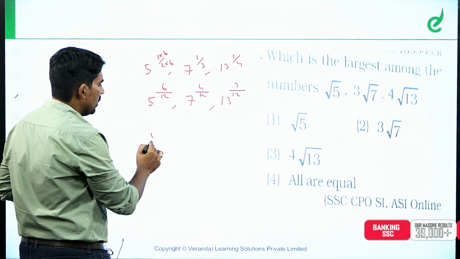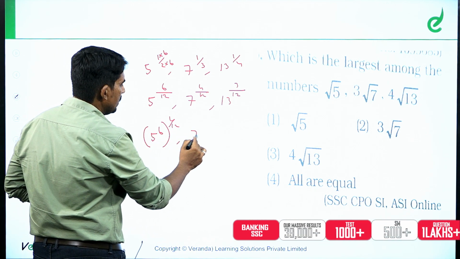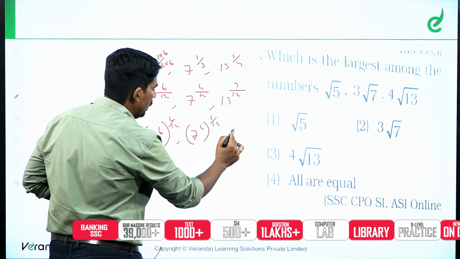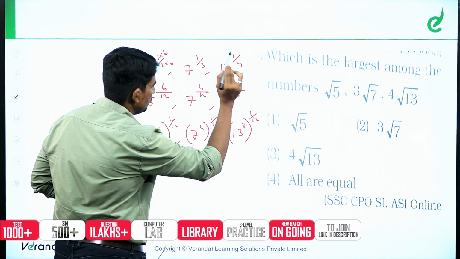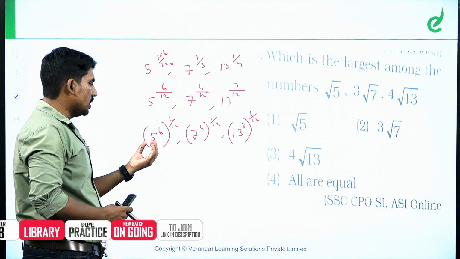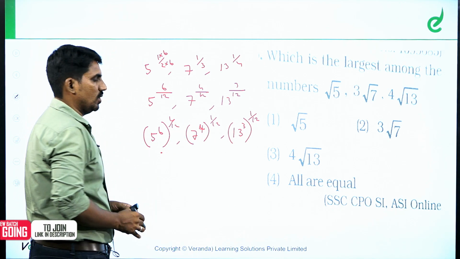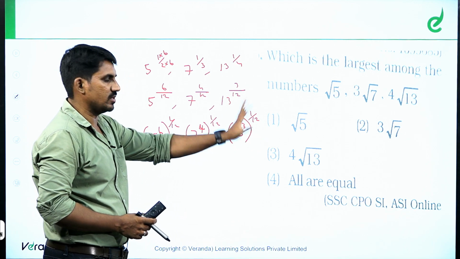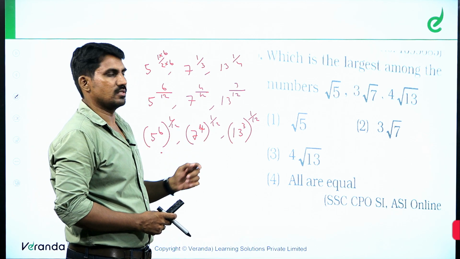Therefore, here we have 5 power 6, to the power 1 by 12, then 7 power 4 to the power 1 by 12, and 13 cube to the power 1 by 12. Clear? Now out of this, which is the largest? What is the value of 5 to the power 6? What is the value of 7 to the power 4? What is the value of 13 cube? Based on that, we can say which is the largest. Clear? Based on this, we can easily say which is the largest number.